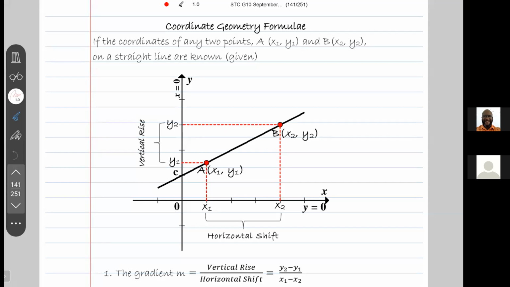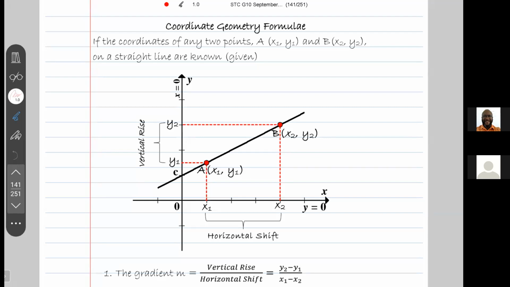All right, guys. So next, we're going to look at the coordinate geometry formulae. And this might be the last thing we look at this evening. All right, and we'll pick this up at another time, guys. So the coordinate geometry formulae.